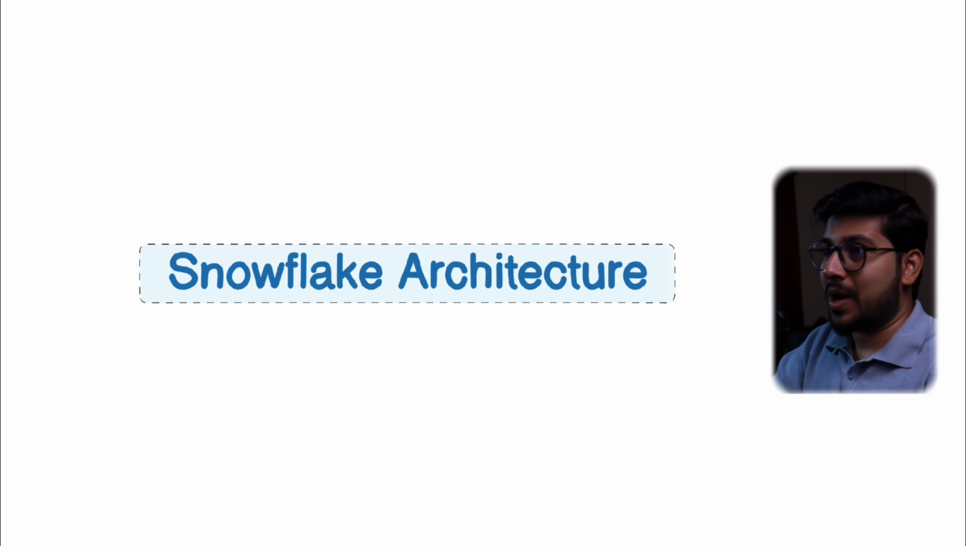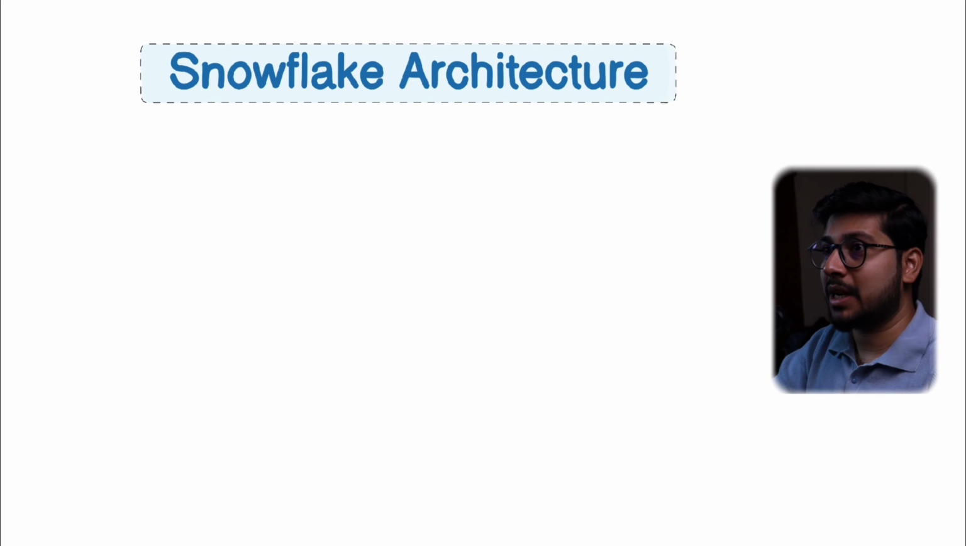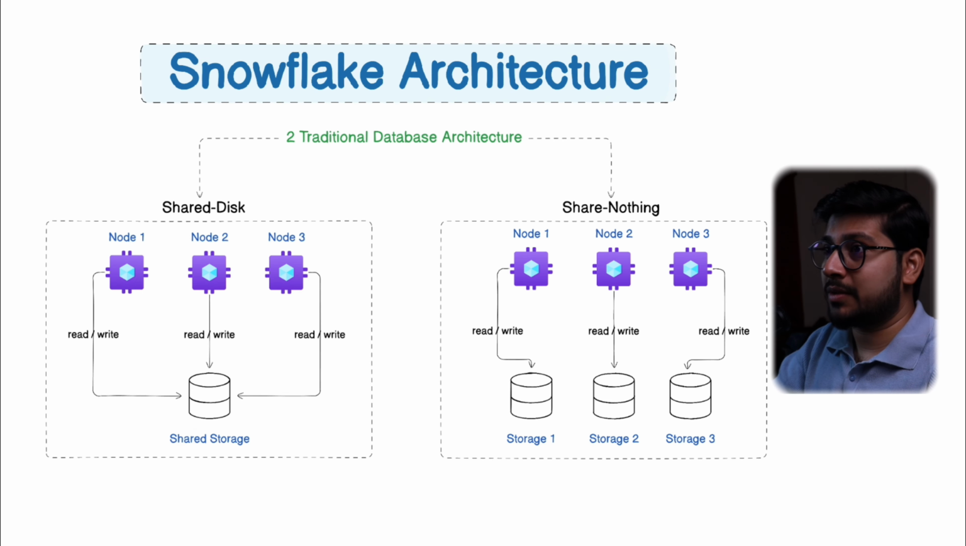Now let's talk about why this architecture is so amazing. To understand what makes Snowflake special, we need to talk about two traditional database architectures. Historically, databases fell into two categories. First is shared disk architecture. Here what happens is multiple compute nodes access the same storage that you can see here in the diagram. Think of it like multiple people trying to read from the same hard drive simultaneously.